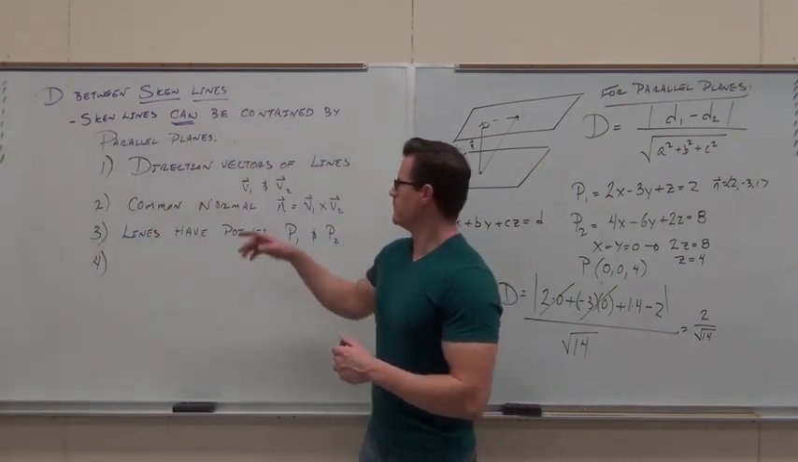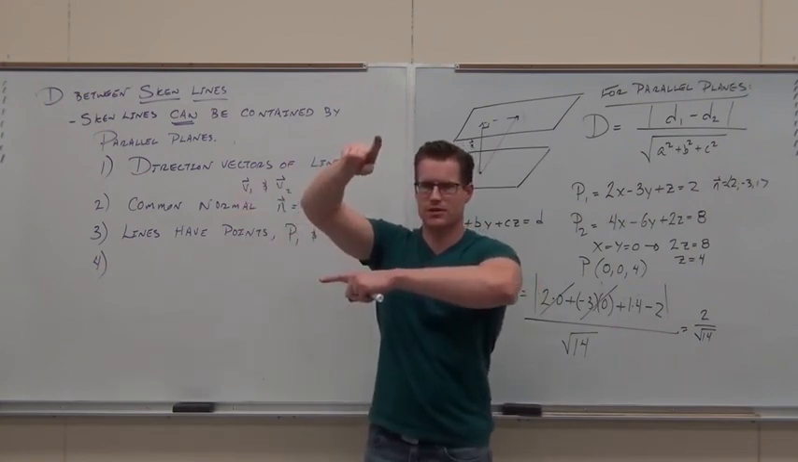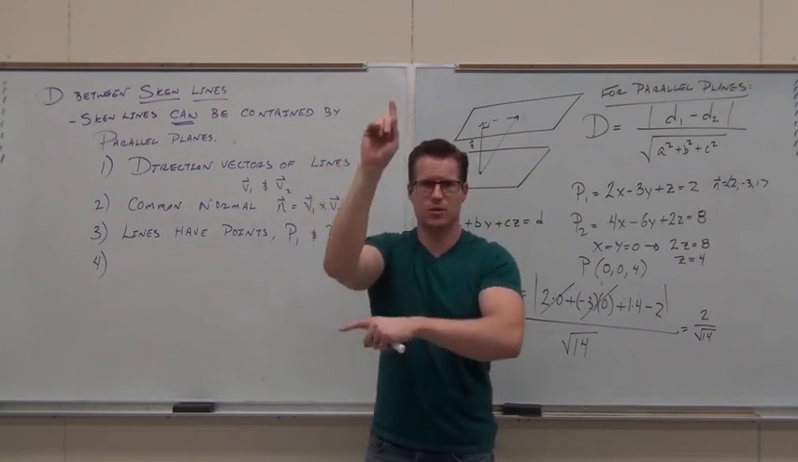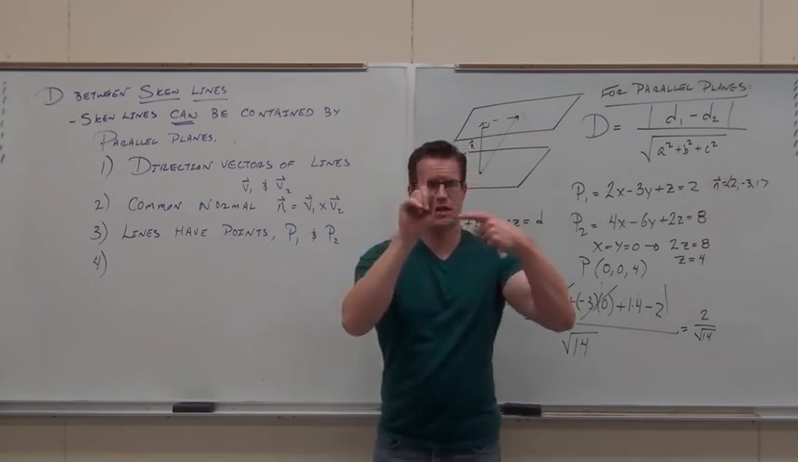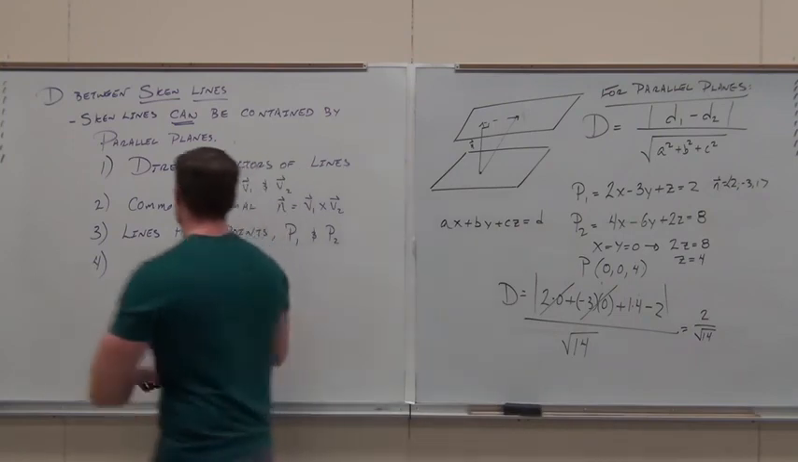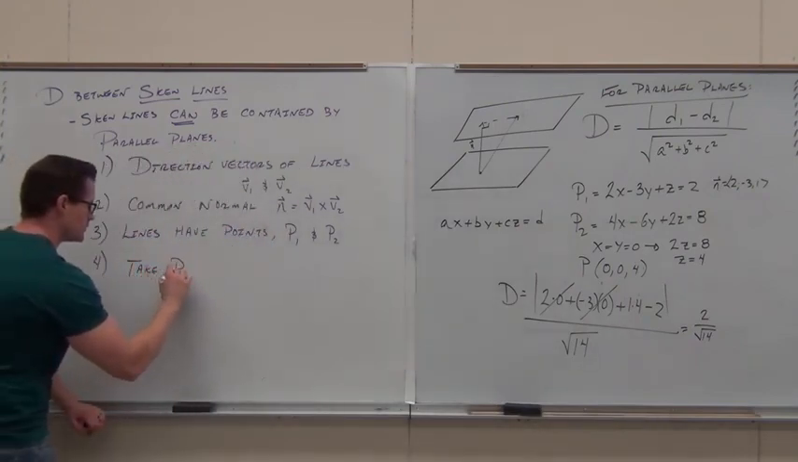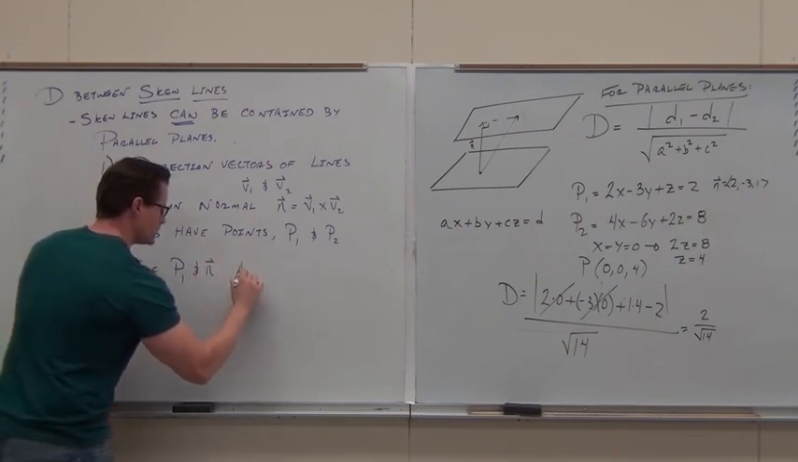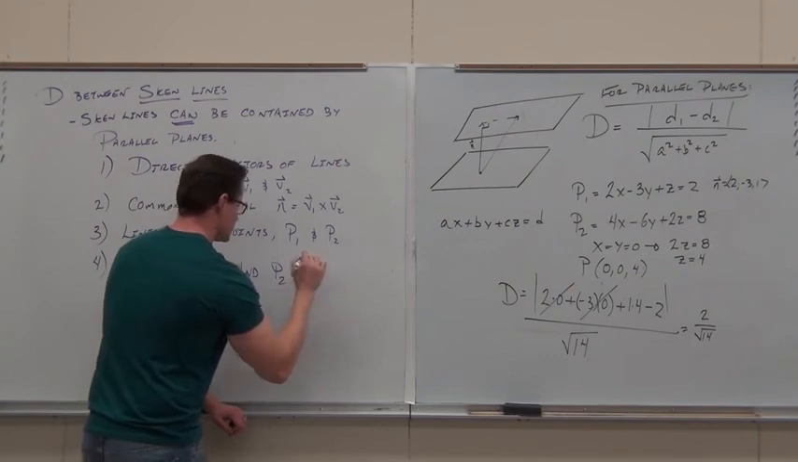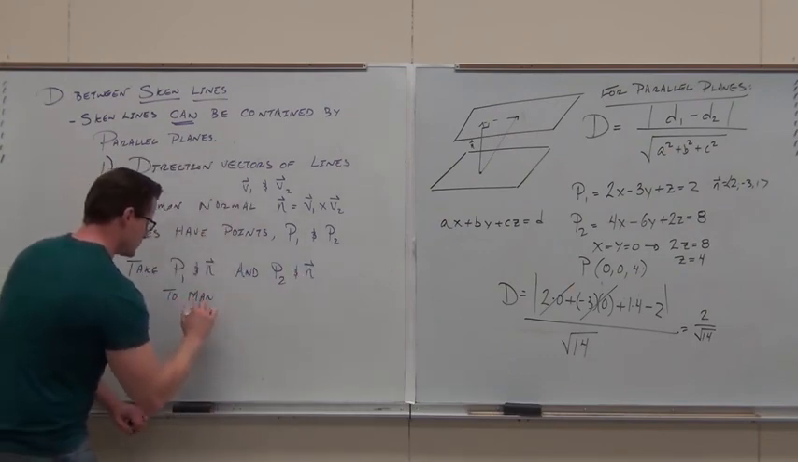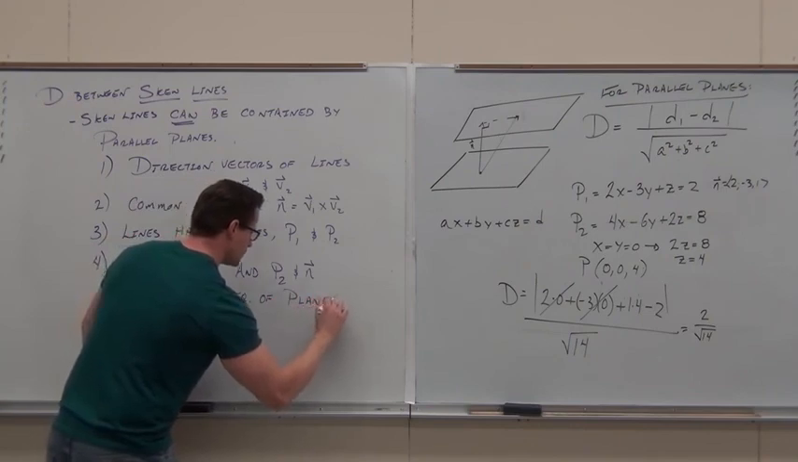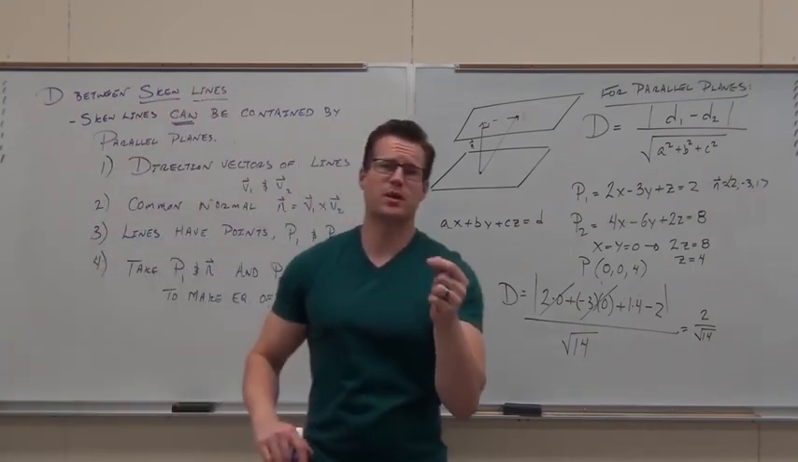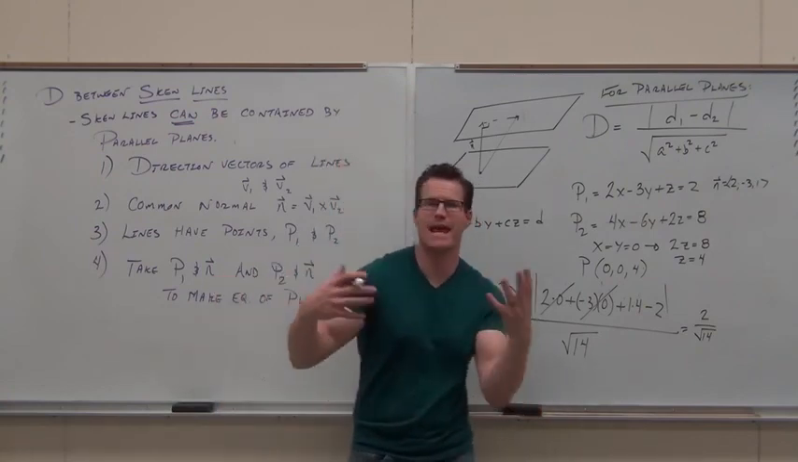I know it's a lot at one time. If you've got lines like this, they get direction vectors like this, consider them to be contained in parallel planes. Planes need a normal. Cross them to find your normal. Now you have a normal for both planes. Lines have points. Take the normal with each independent point, find the equation of the planes. Those planes will be parallel. They have the same normal. They can't be anything other than parallel.